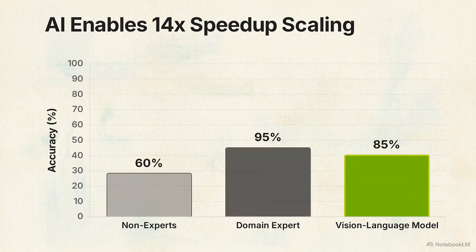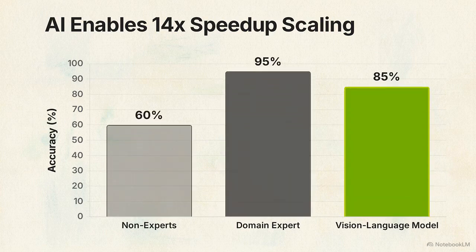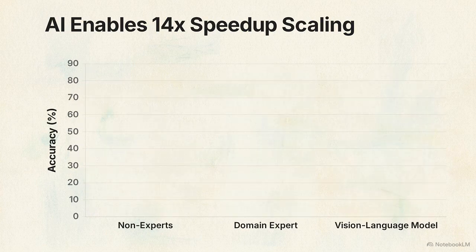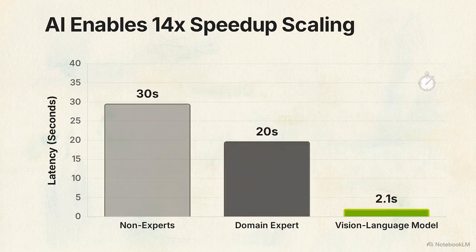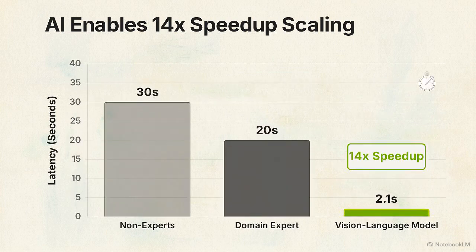This chart compares the final performance across all 3 groups. The vision language model successfully identified the anomalies with 85% accuracy, vastly outperforming the non-experts. The critical metric for hardware scaling is latency. The vision language model completed its analysis in 2.1 seconds, a 14 times speedup over the human domain expert.